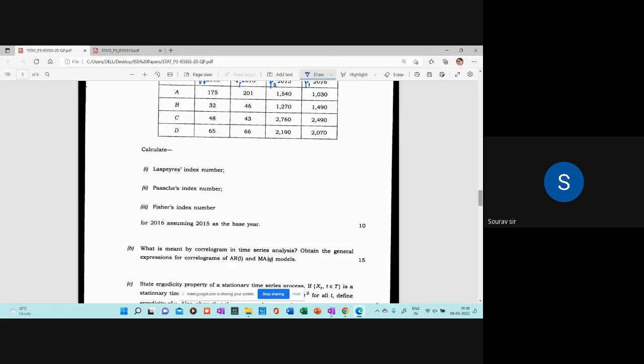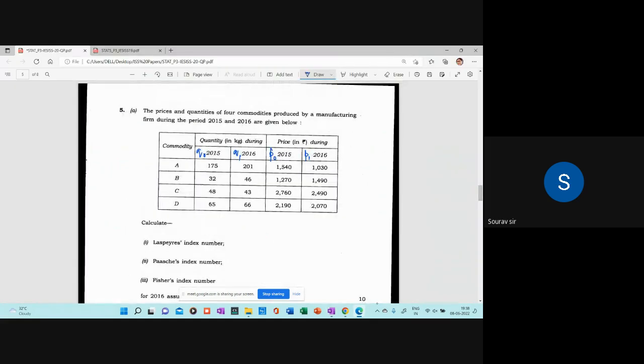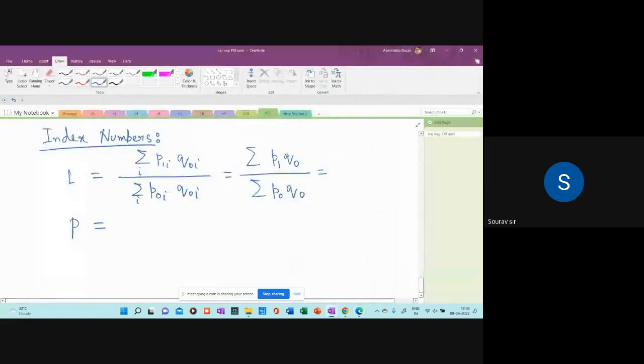I just need to calculate this. I multiply P1 Q naught, that is this column with this column, and add them. Then I do the same for P naught Q naught, that is this P naught into this Q naught. That means this column is used twice. Then I need to divide it. So I would like to request you to please compute this. Please take note of this chart and compute last year's index number and the Paasche's one as well. I'm giving you the Paasche's formula as well.